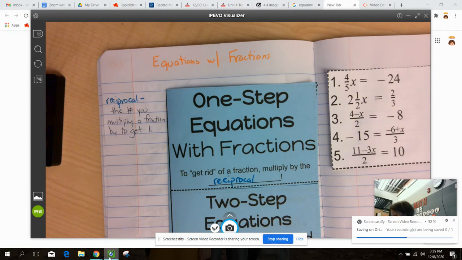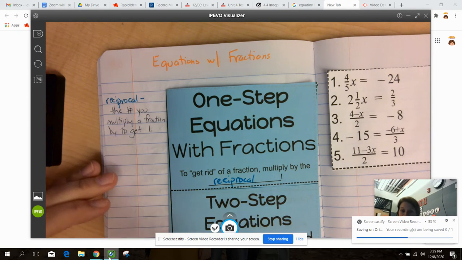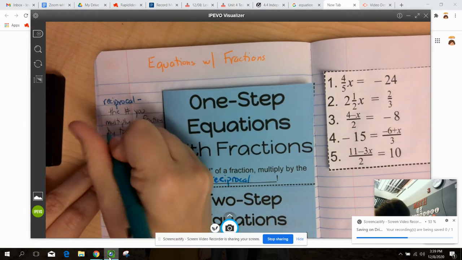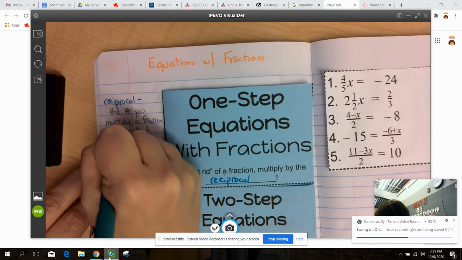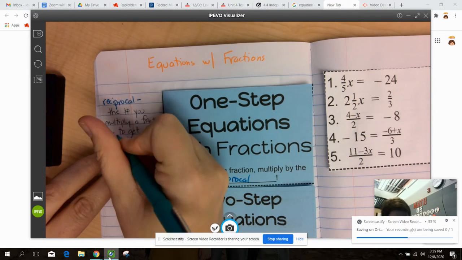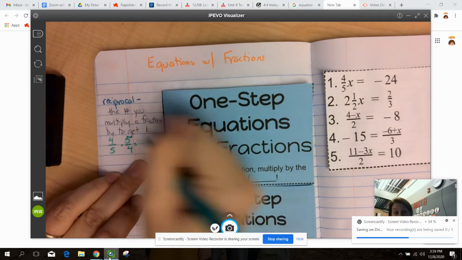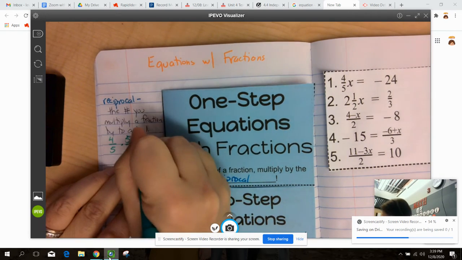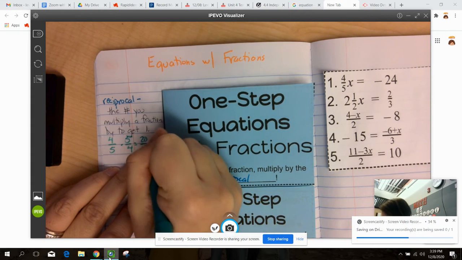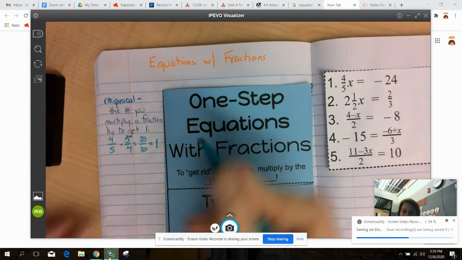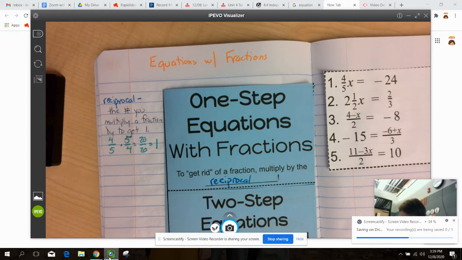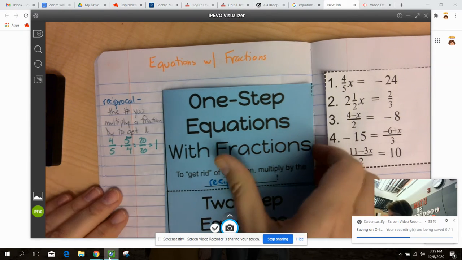I know you guys have talked about in the past, keep, change, flip. A reciprocal is just a flip, but the reason why it is a reciprocal is because it's something you multiply to get 1. So for example, the reciprocal of 4/5 would be 5/4. We know we multiply across the top, so we would get 20/20, which would reduce to 1. Okay, we've already talked about this year, but I just wanted to remind you of it. All right, so we are going to multiply by the reciprocal.